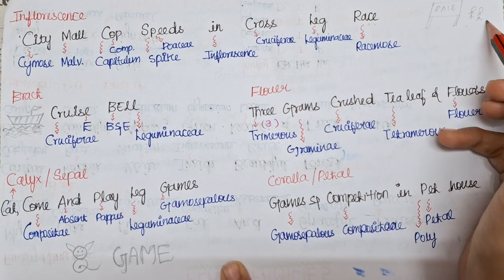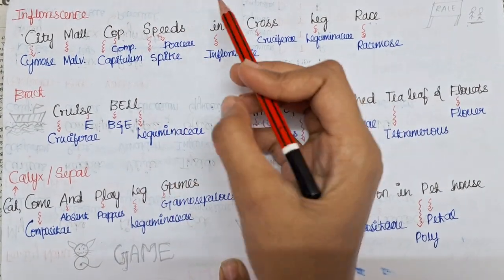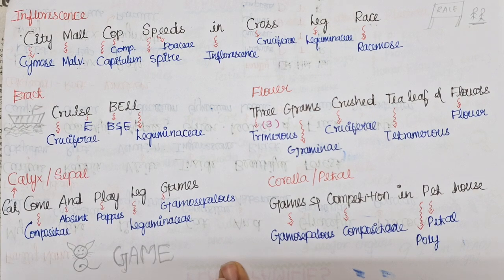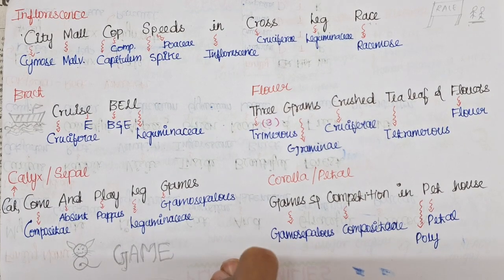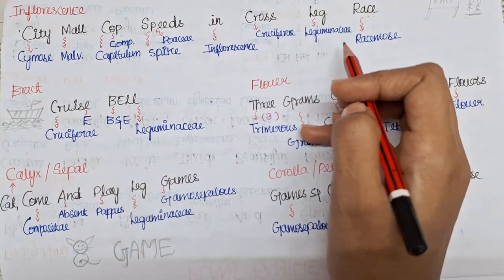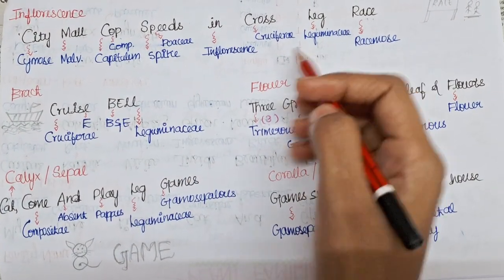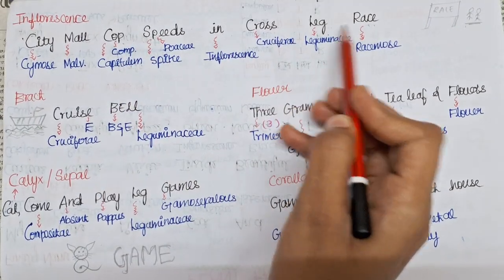So a cross-leg race is happening. Here who is getting speed? City mall cop. So you are visiting a mall, there is one cop and he speeds in the cross-leg race. Try to repeat the sentence as many times as possible, and it is not necessary to memorize all the short tricks. Only if you need it you can do. So inflorescence: city mall cop speeds in cross-leg race.